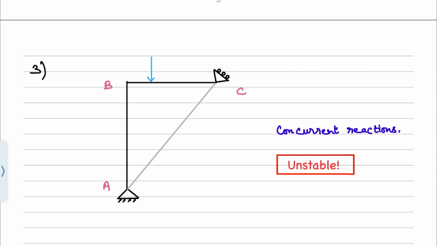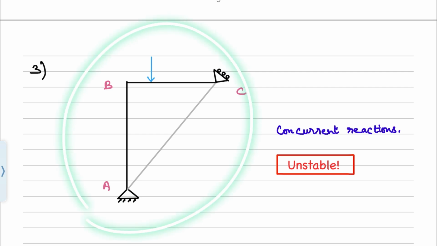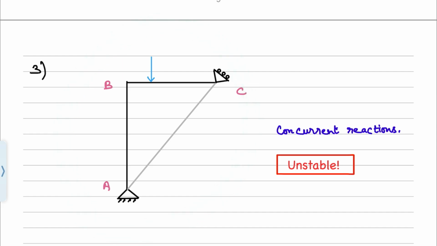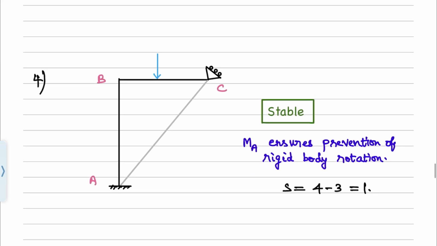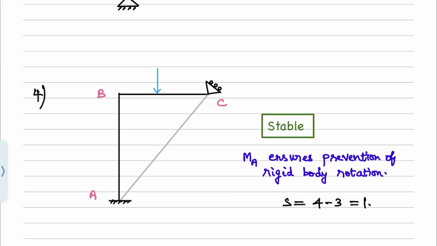That gives a tendency for this frame to rotate as a rigid body. So that's the problem, and hence it is unstable in this case. And we have the fourth one here.